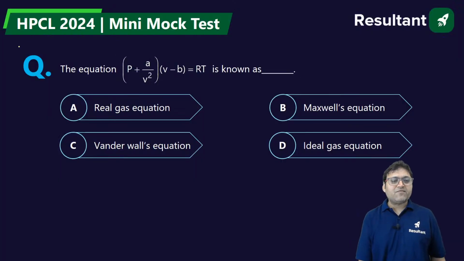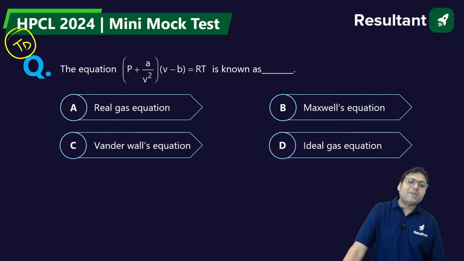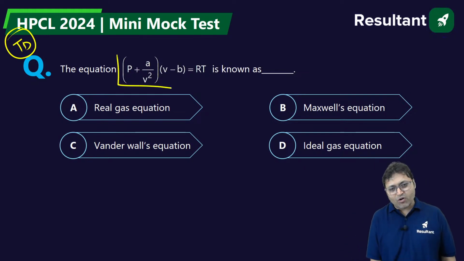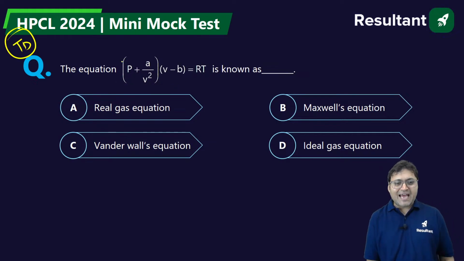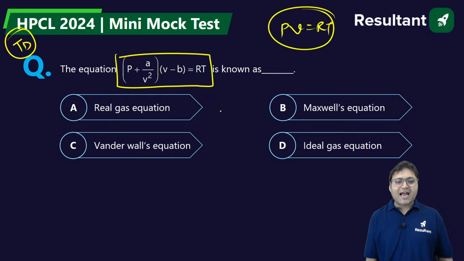The next one is from thermal engineering, thermodynamics. Simple question. The equation P plus A by V square into V minus B is equal to RT. What is this equation known as? This is not an ideal gas equation. Ideal gas equation is PV is equal to RT. That is the ideal gas equation.